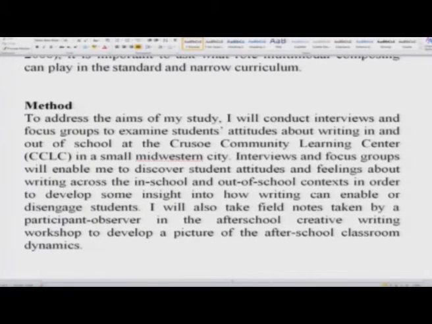So, the writer here says the tools will be interviews and focus groups. Then there will also be an after school writing workshop, and a participant observer will take notes, and those notes will be examined by the researcher. So, this talks about the tools going to be used, also the location where the study is going to be conducted is mentioned. This is a Crusoe Community Learning Center in a small Midwestern city.